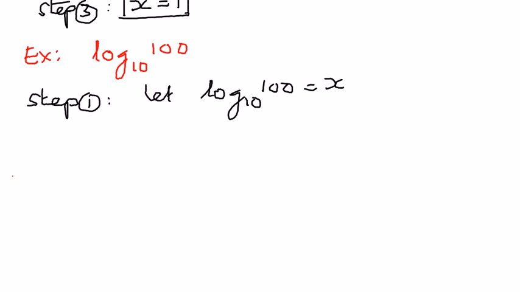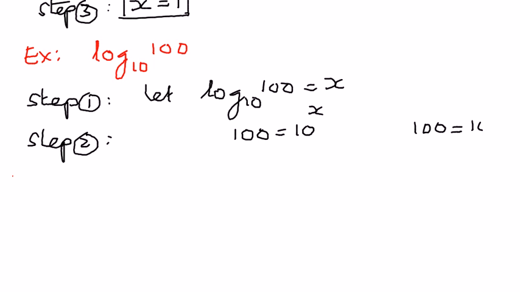Therefore we know we can express this logarithm as an exponent, and then we will write that as step number 2. We can say 100 is going to be equal to 10 to the power of x. And we know that 100 can be expressed as a power of 10, so that we can write this as 10 times 10. Therefore we can write 100 as 10 to the power of 2, which is equal to 10 to the power of x.